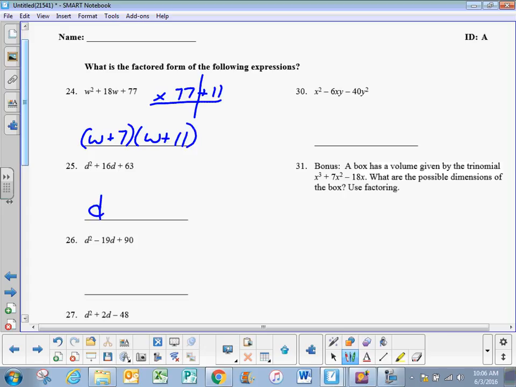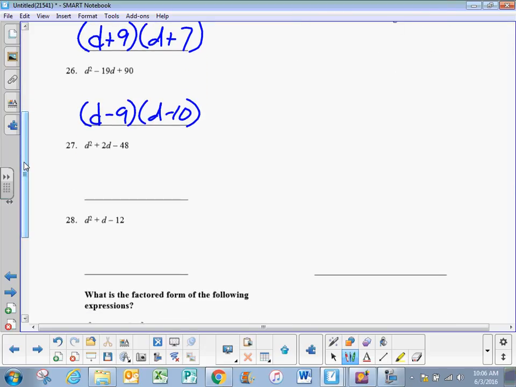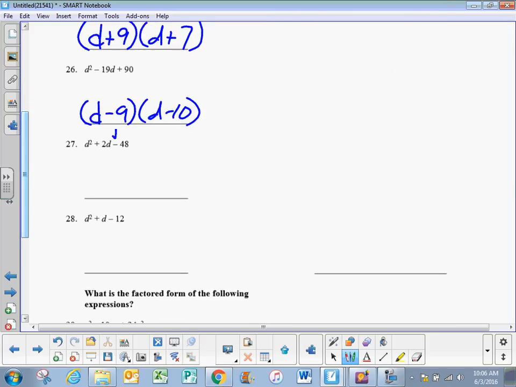Next one, d plus 9, d plus 7, right? Multiplies to be 63, adds to be 16. What multiplies to be 90, adds to be negative 19? Good. They both have to be minus, to get a middle term that's negative and a last term that's positive. This one you're going to have a positive and a negative. So how about plus 8 and minus 6?